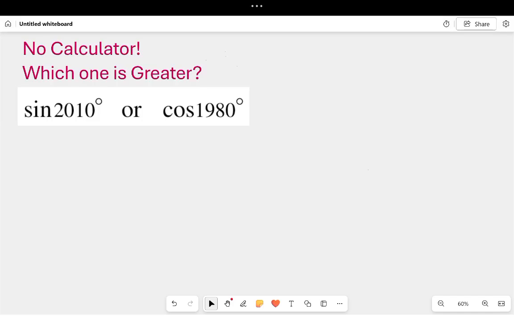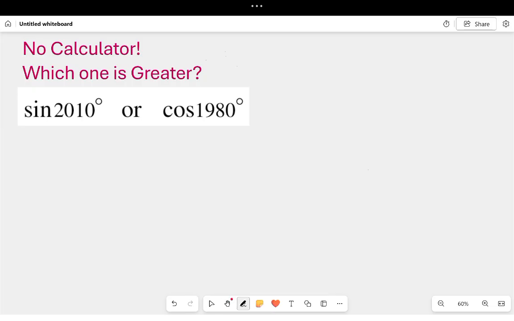So which one is greater here, right? Now to get the answer, all we need to do is to have an understanding of the periods. One period is simply 360 degrees. Therefore, what we'll do is just to find out 2010 degrees will be equivalent to how many periods.